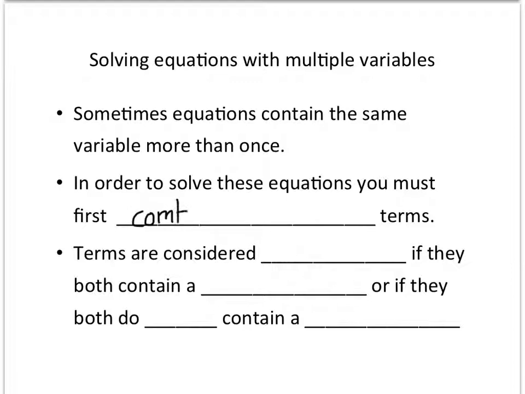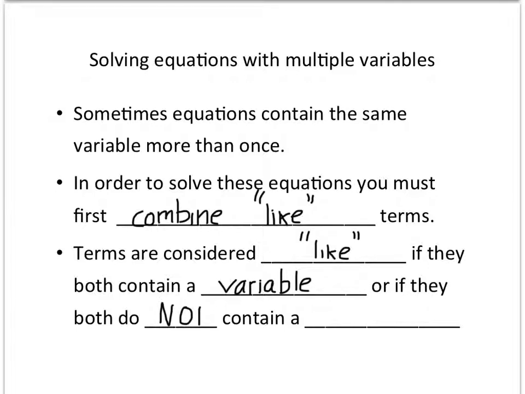So combine, and I'm going to put in quotations, like terms. And we want to define what I mean by this term, like. So terms are considered like if they both contain a variable. So if they both contain a variable like x, then we can combine them. But they're also considered like if they both do not, and I'm going to put that in capitals, not contain a variable. So if I have two things that, for instance, contain x, we can combine them. And if I have two things that do not contain x or some other variable, then we can combine them.